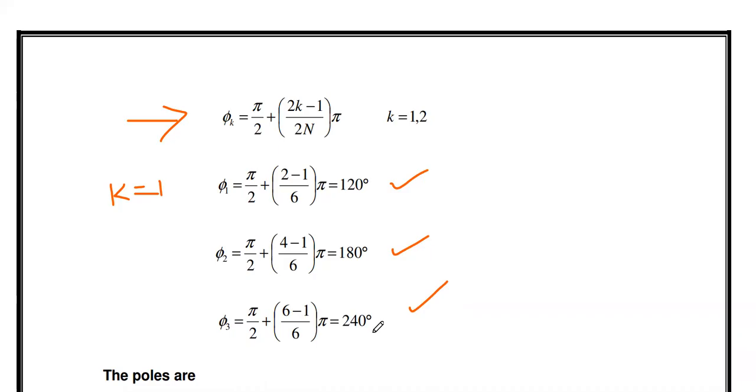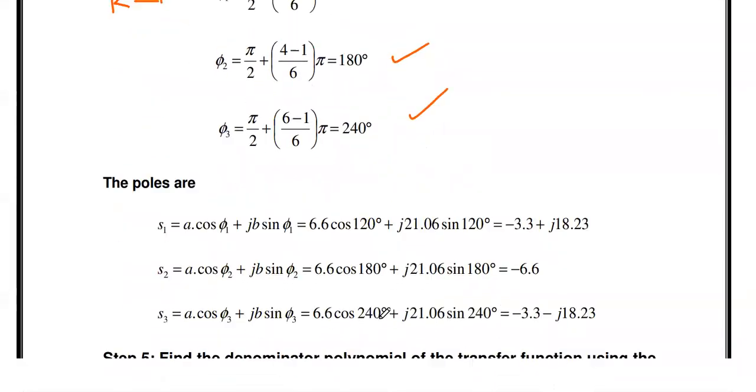Okay, if n equals 2, we can get different angles. If n equals 3, the first angle is always 120, the second angle 180, the third angle is 240. Okay, so you substitute this phi value in the pole equation.